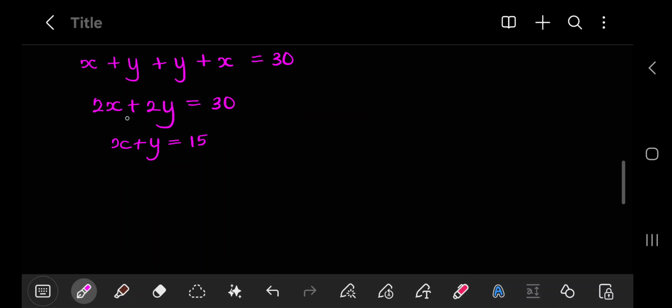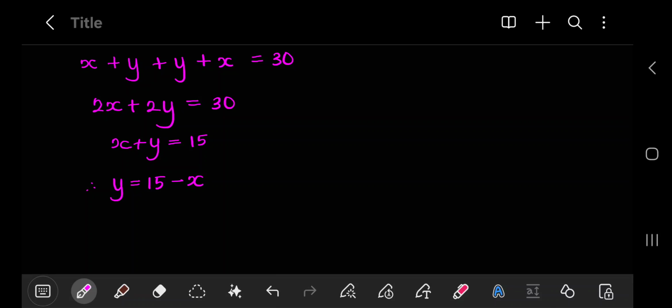Now, in this equation, we can either make x or y the subject of the formula. So it's up to you. I think I'll go ahead and leave y as the subject. So I'll take the x over to the right, and I have 15 minus x. So I've got y as 15 minus x.